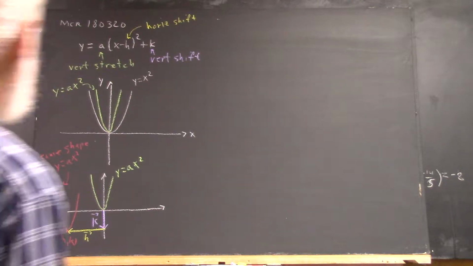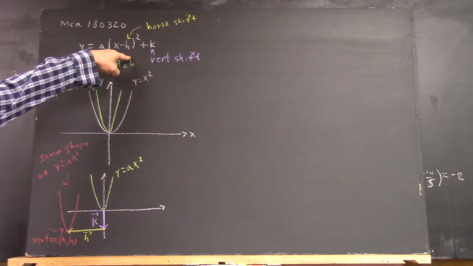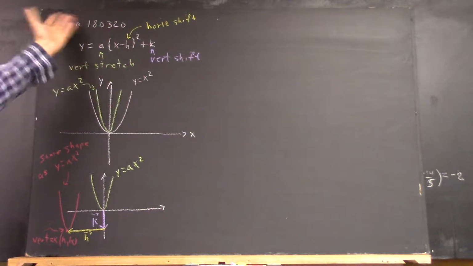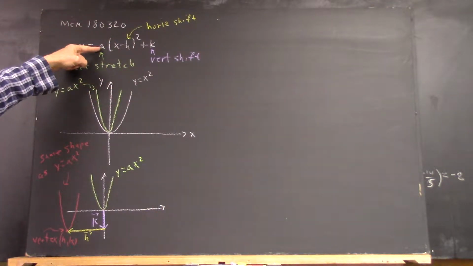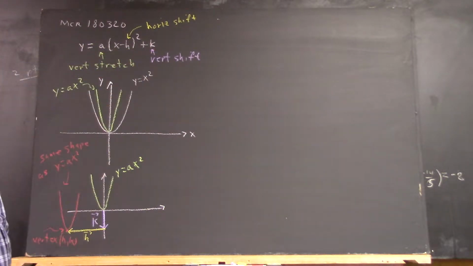I think I said it wrong; I had the horizontal wrong. Standard form of the quadratic. There it is. This is your vertical stretch. This is your horizontal shift. This is your vertical shift. Okay? So you start with the y equals x squared function and you vertically stretch it.